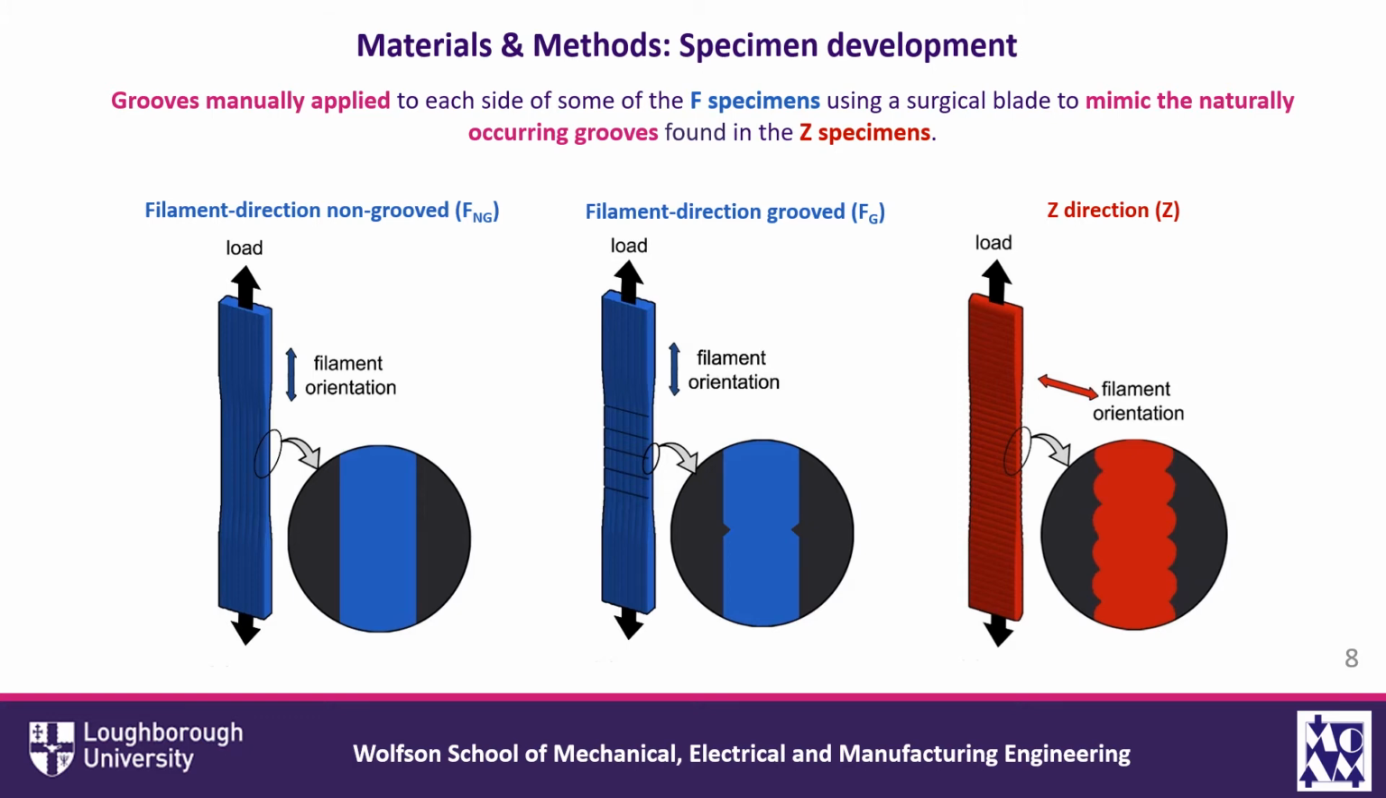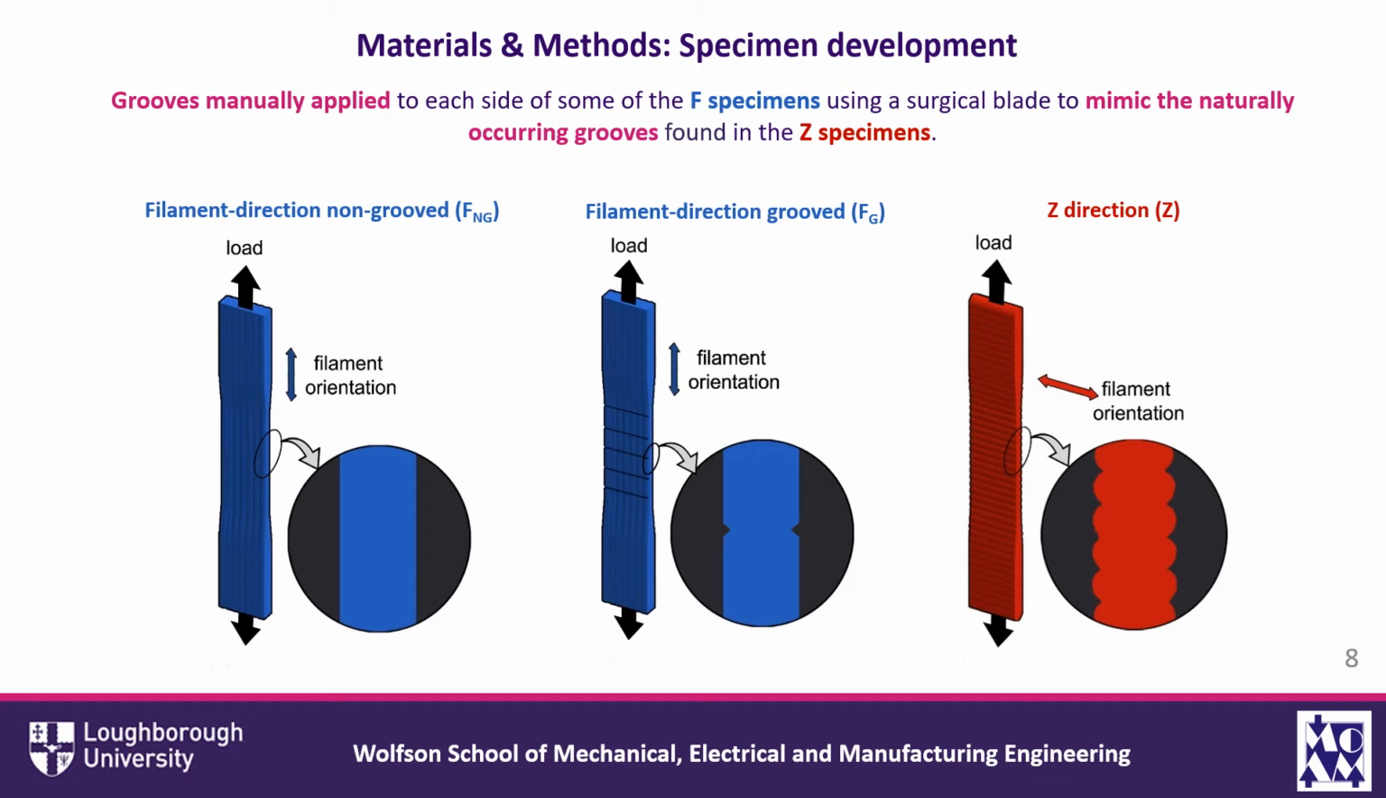By direct comparison of the filament grooved specimen and the Z direction specimen, we would be able to find out whether the interfacial weakness was the responsibility of the geometrical influences of the groove, or whether the interfacial bonding process in the Z specimen was the cause of its weakness.